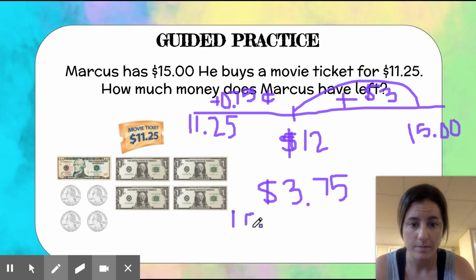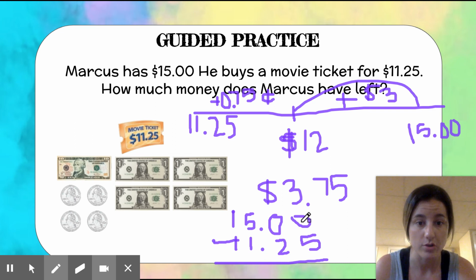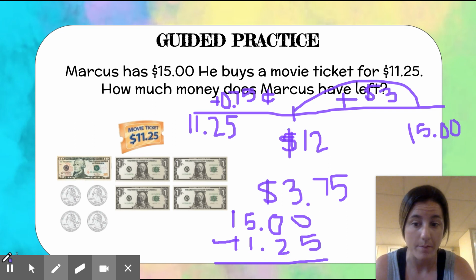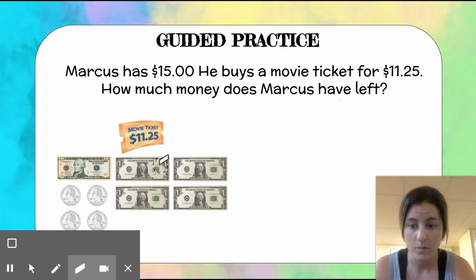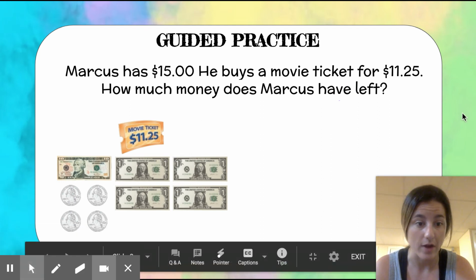You could also do $15 minus $11.25. You just want to make sure you really line up those decimal points to subtract. Make sure you're subtracting across zeros. I personally like to count up too. You could also use bills and coins and figure it out that way, which you'll see in the online tool in your practice slides.